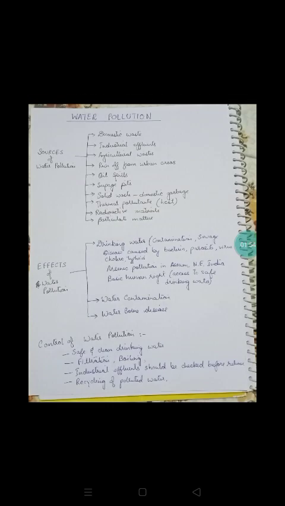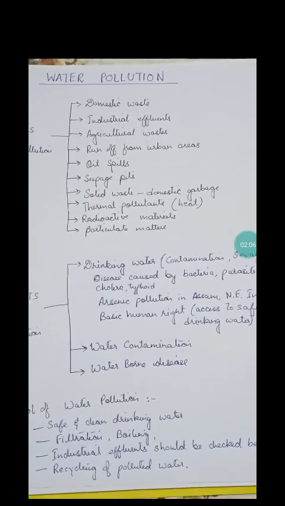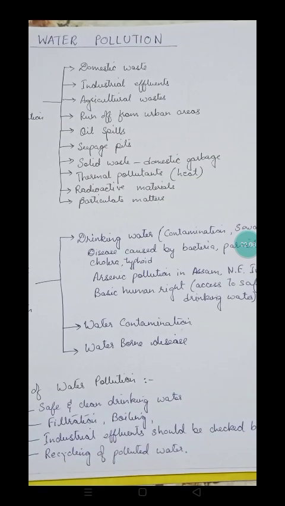Next topic is water pollution. The sources of water pollution could be domestic waste, industrial effluents, agricultural waste, runoff from urban areas, oil spills, seepage pits, solid waste, that is domestic garbage that we throw every day, and thermal pollutants.